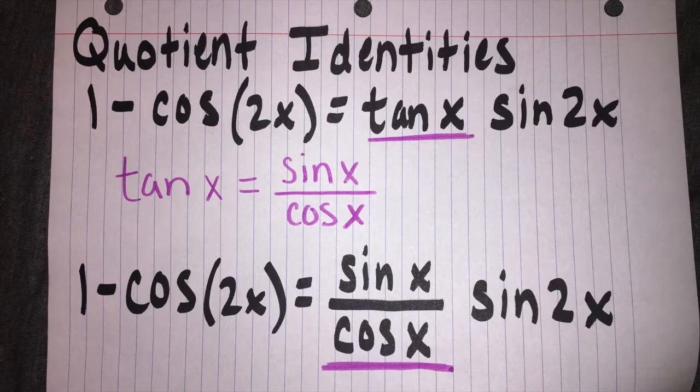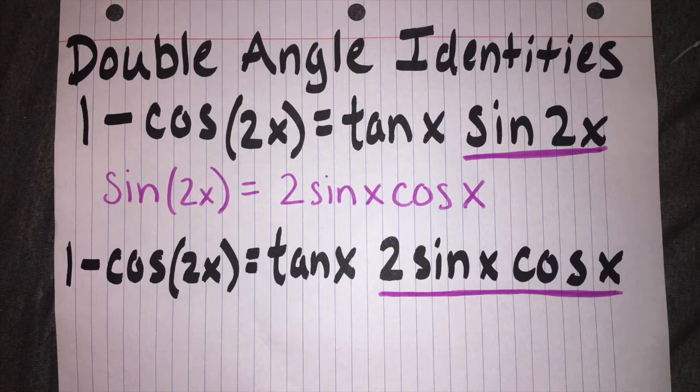For this first problem, we can take the right half of the equation, tangent of x times the sine of 2x, and use the quotient identity to change tangent into sine over cosine. We could also take the right half of the equation and use the double angle identities to change sine of 2x into 2 sine of x cosine x.